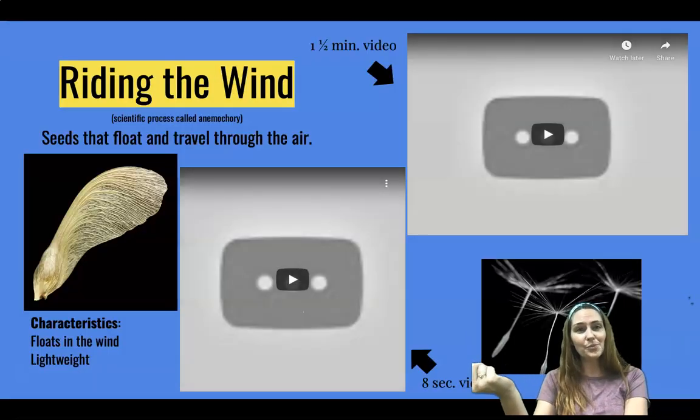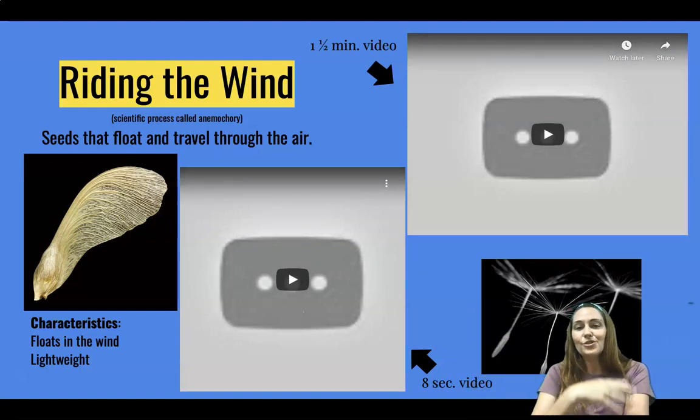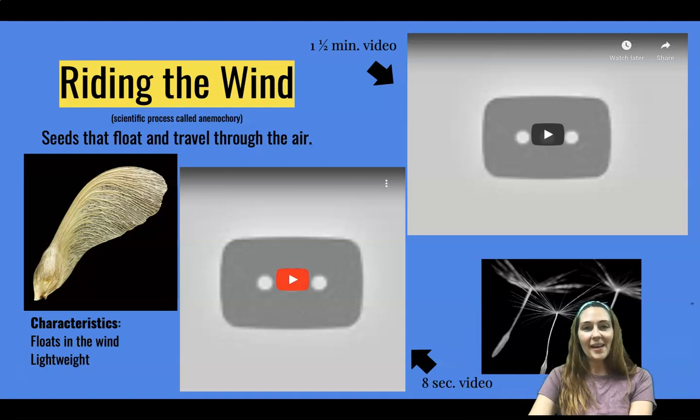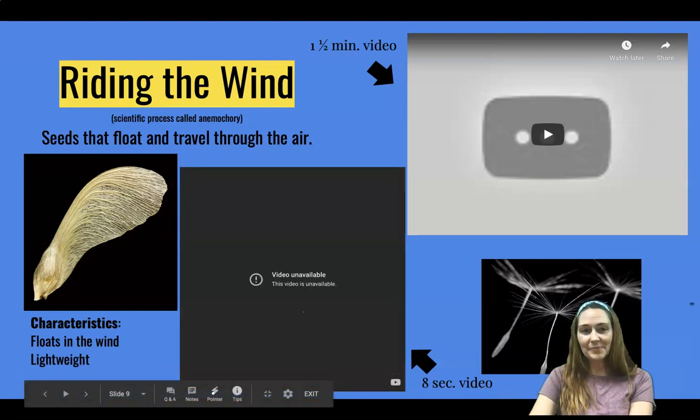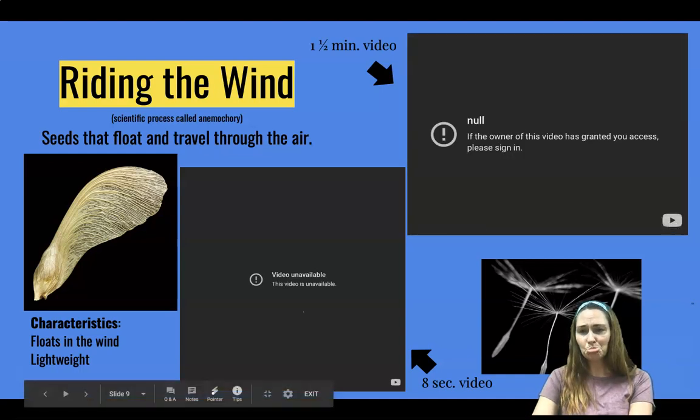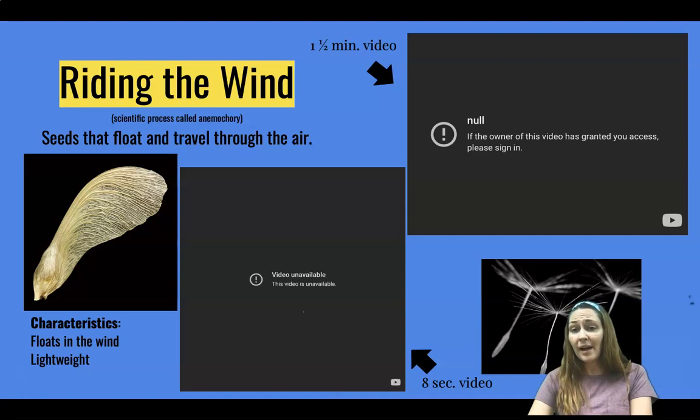Now we have riding the wind. Some seeds float and travel through the air, and they're usually lightweight. Let's go ahead and check this one out. Oh no, it's not available. What about this one? Bummer. Well, I'll have to look into those videos, but we would have seen some that float down, like our dandelions, right? When you blow them. All right, let's continue on.